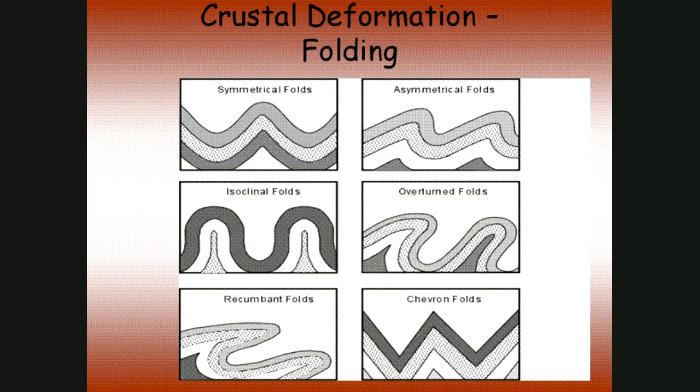The ones I like are, a symmetrical fold. If it gets pressured from the side, it can become asymmetrical. If it gets pressured some more, it can become an overturned fold, and maybe even eventually a recumbent fold. A recumbent fold is basically just laying down. It's a fold that has been forced over until it's laying down.